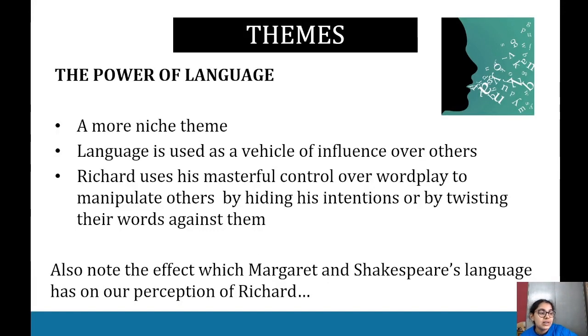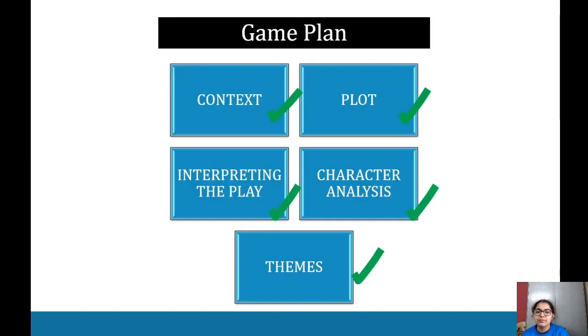Now, power of language is a big one. It's a more niche theme, but it's something that you can compare quite nicely across Richard and Richmond. Language is used as a vehicle of influence over others. Richard uses his masterful control over wordplay to manipulate others by hiding his intentions. And it's also important to note the effect which Margaret's and Shakespeare's language has on our perception of Richard. That's quite important too. Even the Duchess of York's words have quite an important effect on us too.